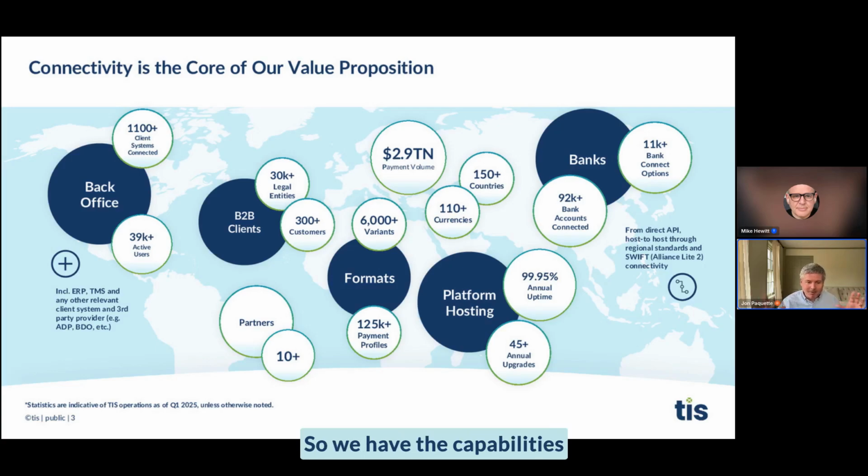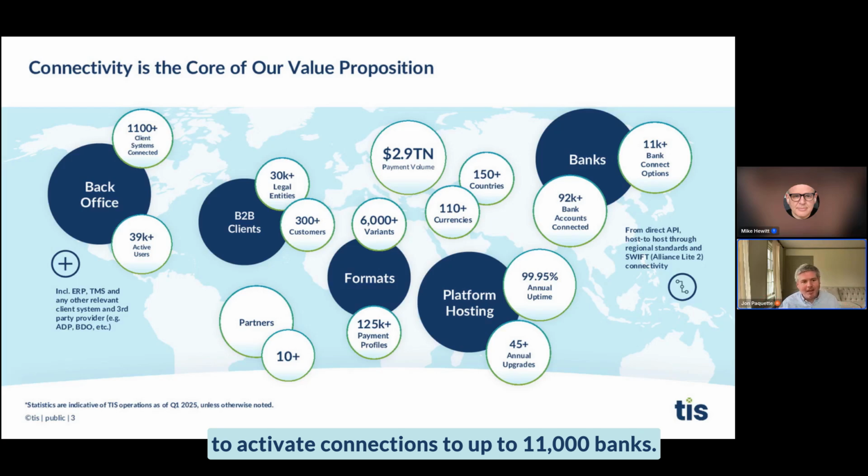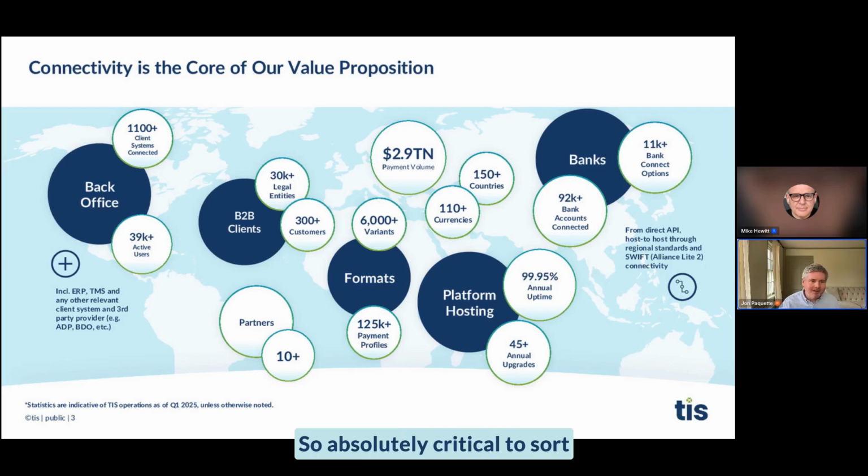So we have the capabilities to really solve this for a lot of the most complicated companies out there across the world. And that means, for the bank connections, we provide a turnkey architecture to activate connections to up to 11,000 banks. For the payment format library, we offer one of the largest format transformation libraries in the industry to make sure that the systems and the banks can speak that same language. The back office system integration capabilities as well, right? Absolutely critical to facilitating what we try to do for our corporates.